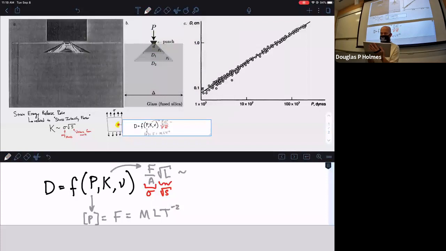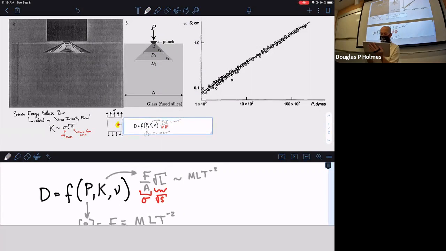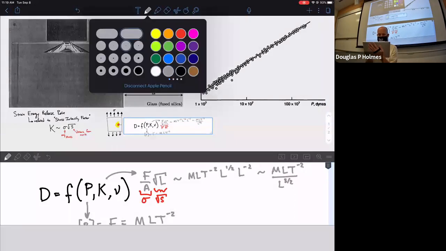And so this should be force, mass length time to the minus 2 times length to the 1/2 over length squared. So it's kind of a mess, a little bit of algebra, not too bad. We can find that this should be equal to mass length times time to the minus 2 divided by length to the 3/2. That is really hard to read. Let's see if I can make that smaller.